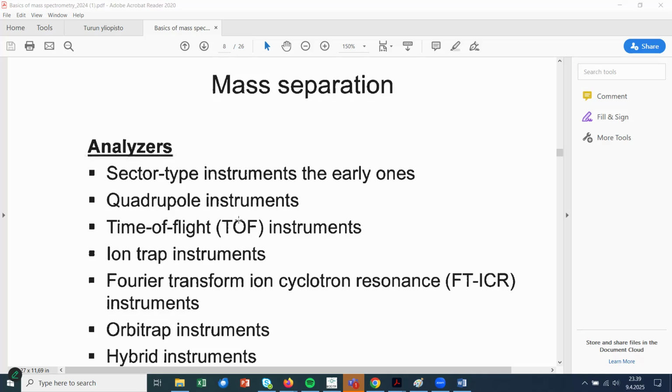Okay, then we have also these ion traps, Fourier transform instruments, orbitrap instruments, and so on. Hybrid instruments are such that combine more than one type of analyzer.